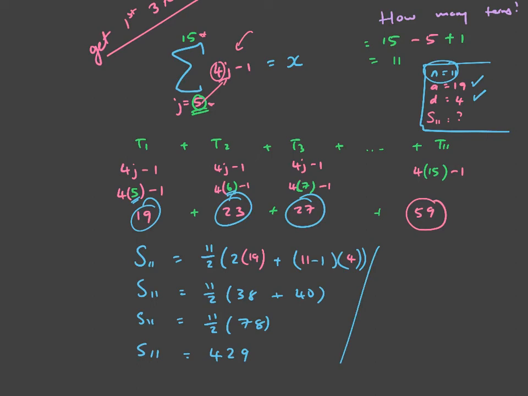Of course, you could have used the other equation as well. You could have used the sum of 11 terms, n over 2 times a plus l. In other words, it's going to be 11 over 2, a is equal to 19, the last term is 59. So therefore it is 11 over 2, 19 plus 59 is 78, and that will also give us, of course, 429. It doesn't matter which equation you use, just use the one you're most comfortable with.